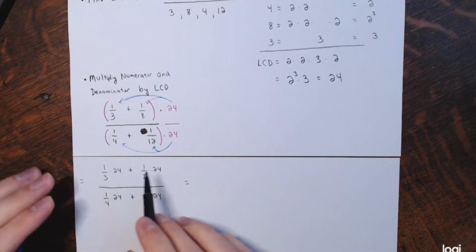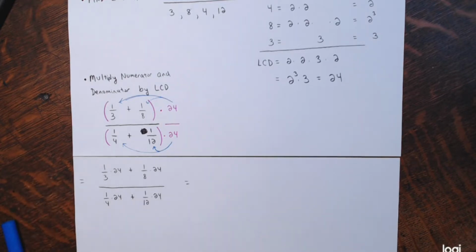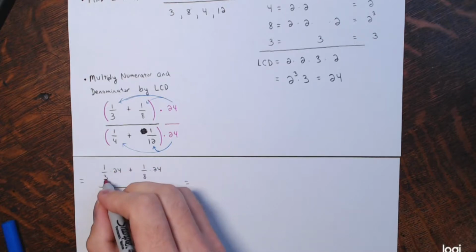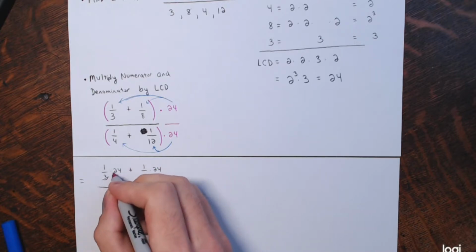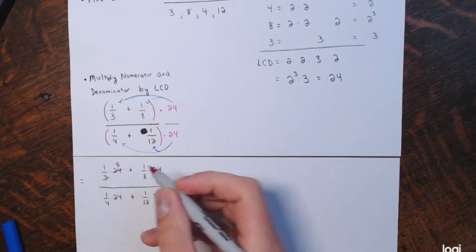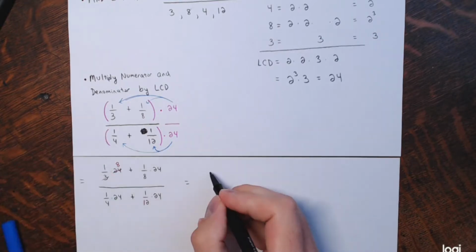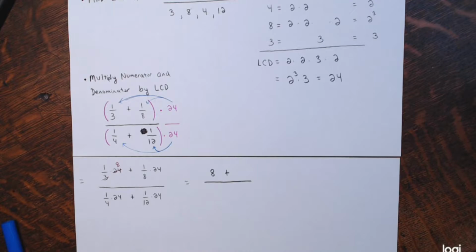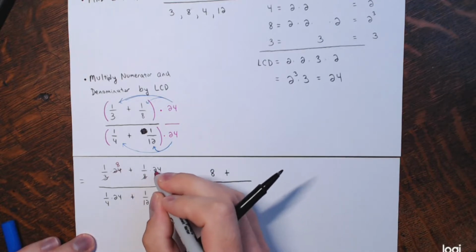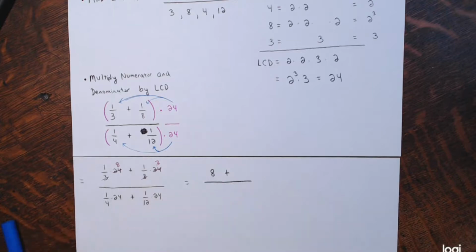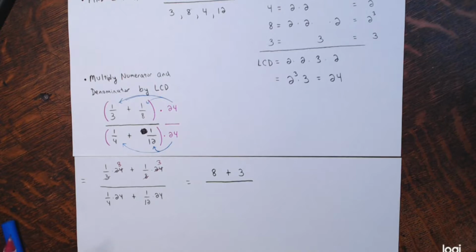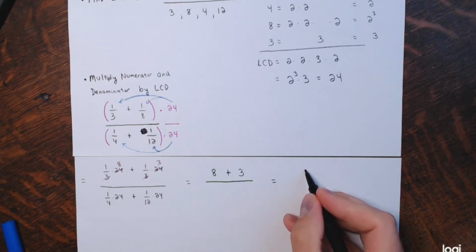And like I said, the whole reason for this is so we get rid of all the smaller denominators, all the denominators of the fractions within the fraction. Right, in the first one up top, the first term, 1/3 times 24, 3 goes into 24 8 times. So that's 1 times 8, which is just 8, plus, and then 1/8 times 24, well, 8 goes into 24 3 times, so I'm left with 1 times 3, which is just 3. So the numerator is simply 8 plus 3, or 11.